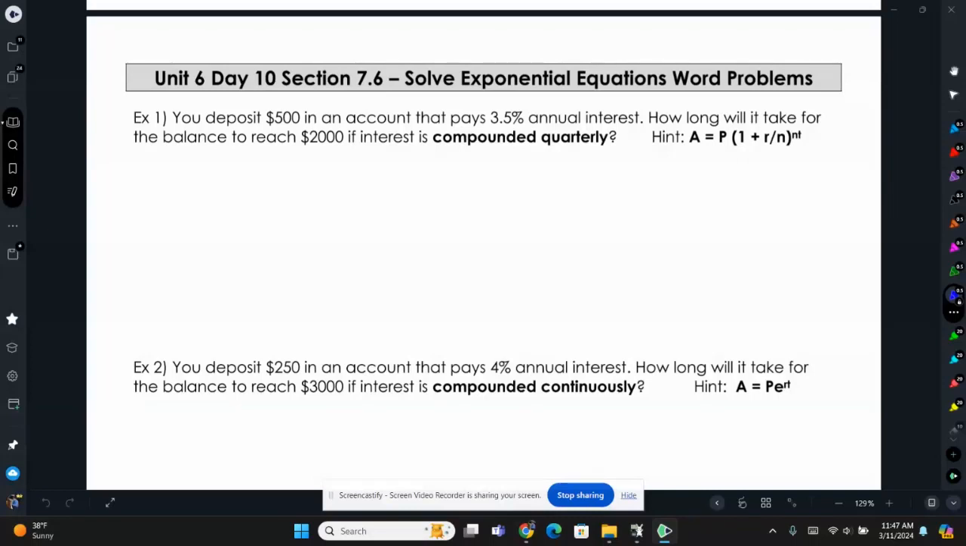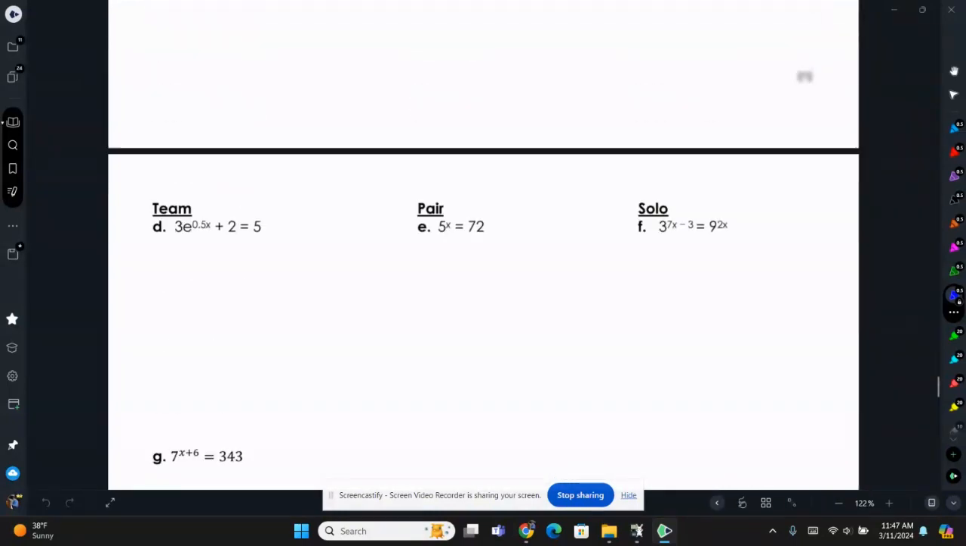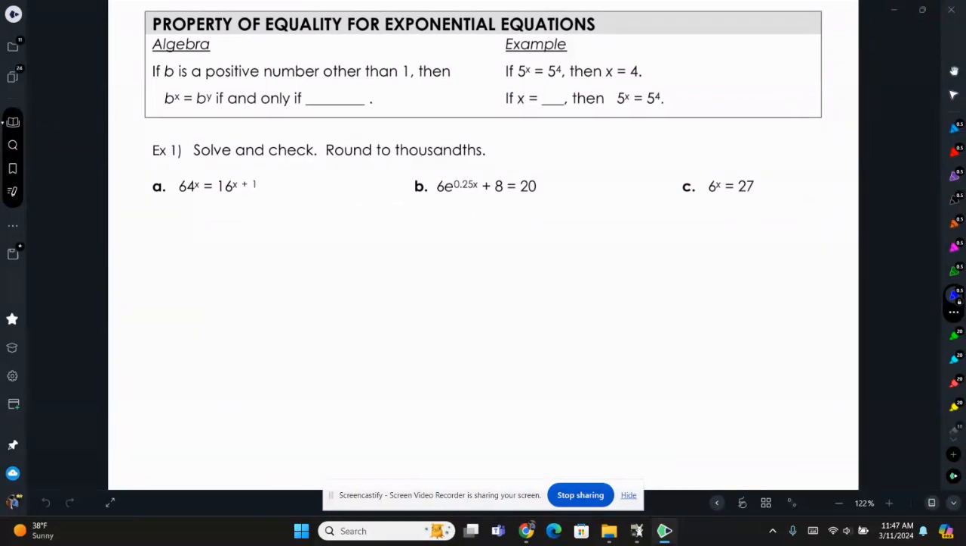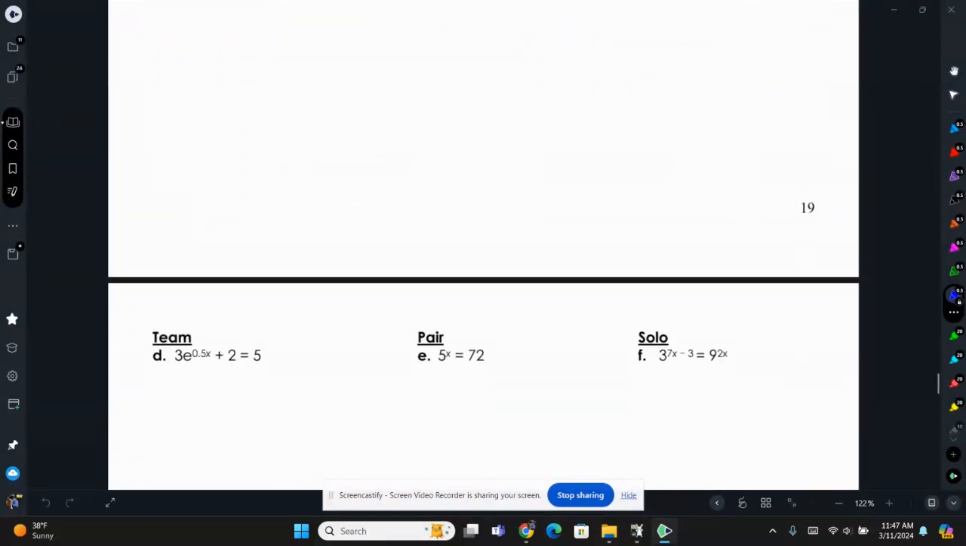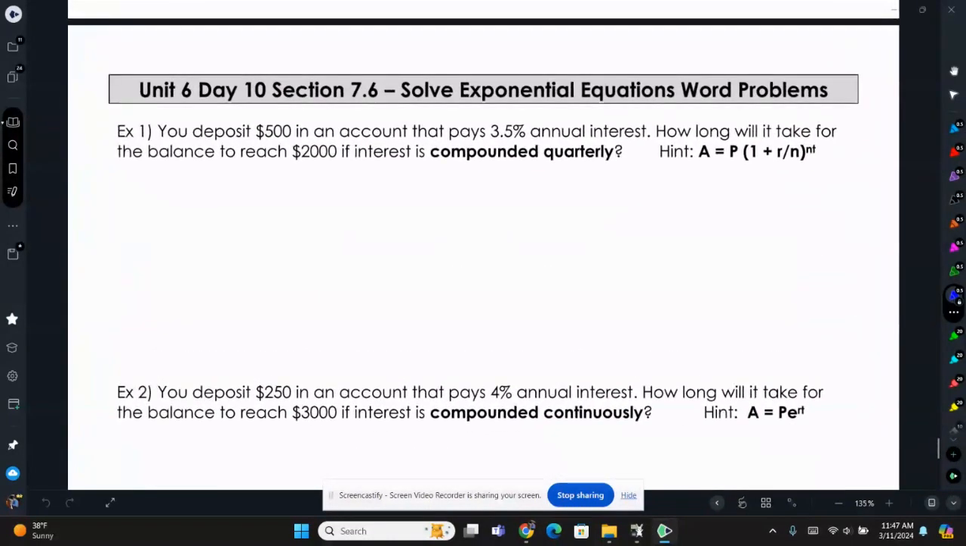All right, Unit 6, Day 10 is going to focus on solving exponential equations just with word problems. So earlier, we solved exponential equations where you just had the function by itself, and we used our tools of logarithms to solve these exponential equations. But now we're going to do the same thing, however, focusing on word problems. So we have to dissect what the problem is telling us to do to create our equation in order to solve it.